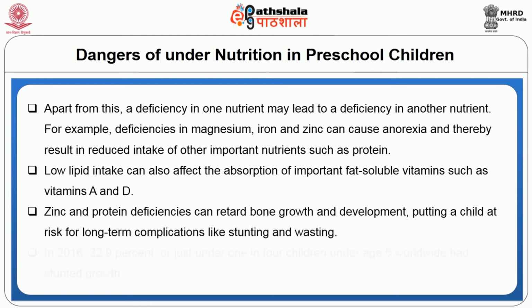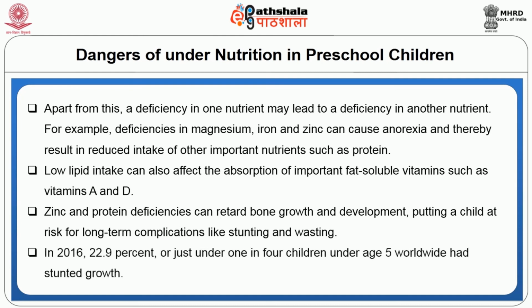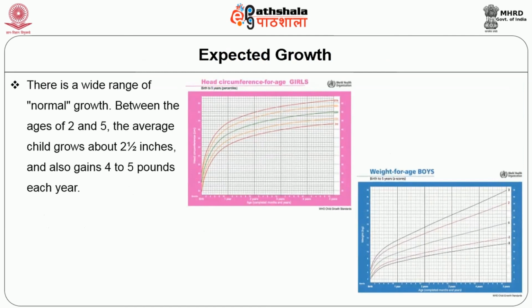Zinc and protein deficiencies can retard bone growth and development, putting a child at risk for long-term complications like stunting and wasting. In the year 2016, 22.9%, just under 1 in 4 children under age 5 worldwide, were stunted. So, we should know what is expected. What is the expected growth? We should know about the normal. There is a wide range of normal growth. Between the ages of 2 and 5, the average child grows about 2.5 inches and also gains 4 to 5 pounds each year.